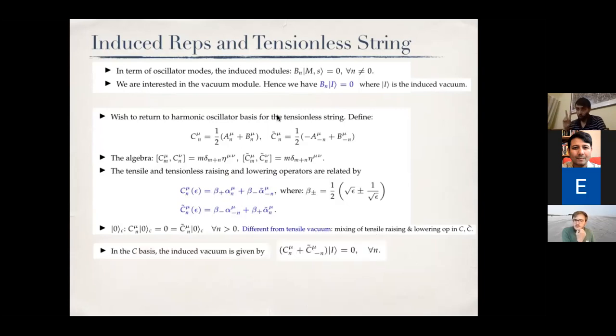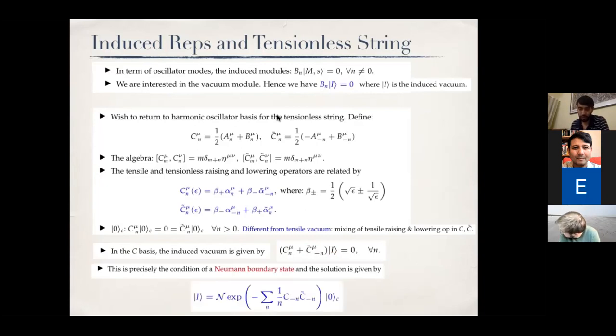Now we have two things out here. Let us focus first on this induced vacuum I. Okay, so the induced vacuum is defined as Bn acting on I equal to 0. In the same way, if we rewrite this in terms of the C oscillators, this is Cn plus C tilde minus n acting on I equal to 0 for all n. Okay. This is going to be important. You have to keep in mind that this is precisely the condition of a Neumann boundary state, and the solution is given by this last boxed equation here.